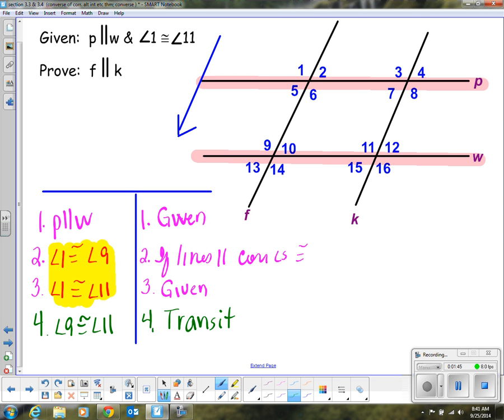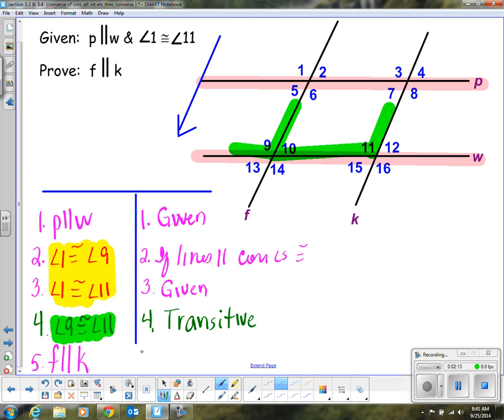Now, we want to prove, all right, we want to prove these two lines are parallel. Look what happens. If I now look at 9 and if I look at 11, do I have them congruent? What kind of angles are those? Okay, which lines are parallel on this F? The F. So F is now parallel to K. Why? Because if corresponding angles congruent, then lines are parallel.